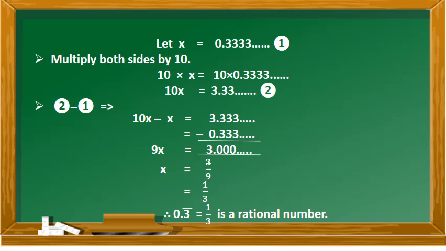Now in 0.333 dot, 3 is repeated once, and so multiply both sides of equation 1 by 10. 10 into x is equal to 10 into 0.333 dot. Now left hand side 10 into x becomes 10x. Right hand side the decimal moves one place after 3 and it becomes 3.33 dot and let it be equation 2. Now equation 2 minus equation 1 implies 10x minus x is equal to 3.33 dot minus 0.33 dot.